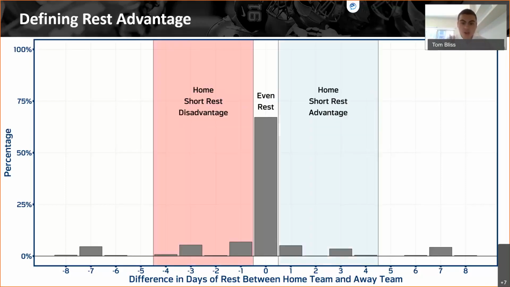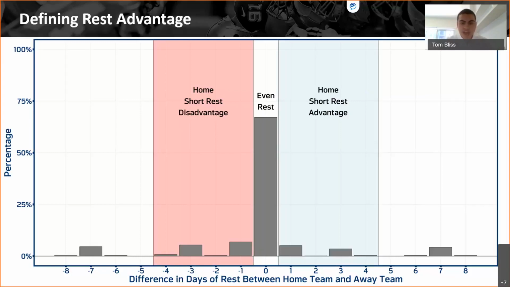We're going to define 1 to 4 days as short rest. This is typically a Monday night, a Thursday night, maybe even a Saturday game. Something happened and one team has 4 days, one team has 2. I mean, it's typically 1 or 3, I think, which correspond to Thursday and Monday night football.